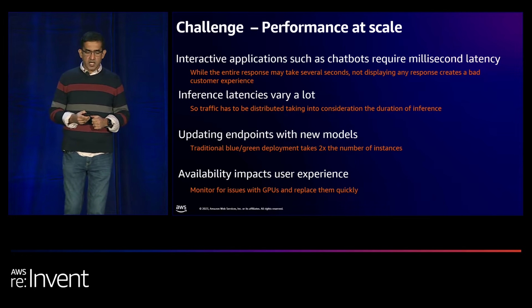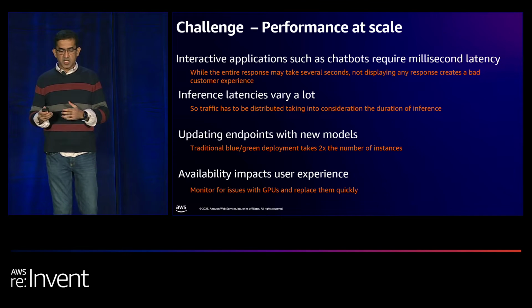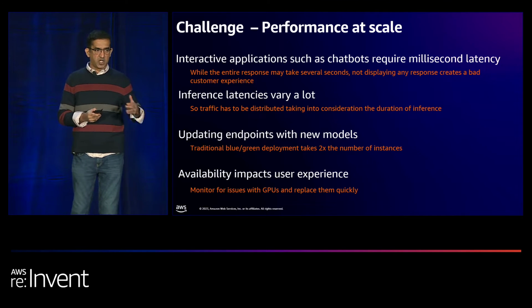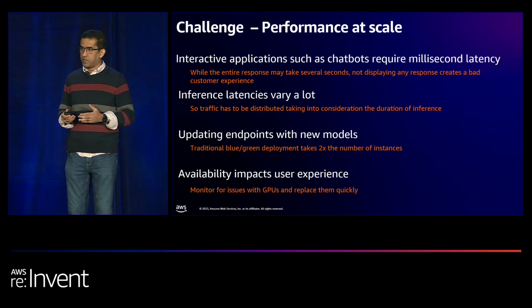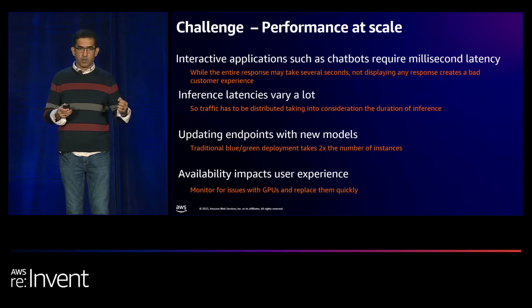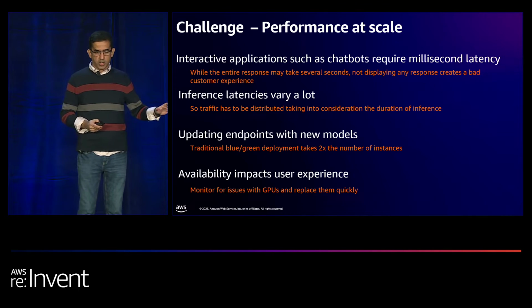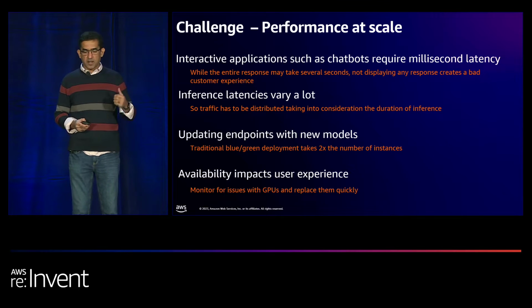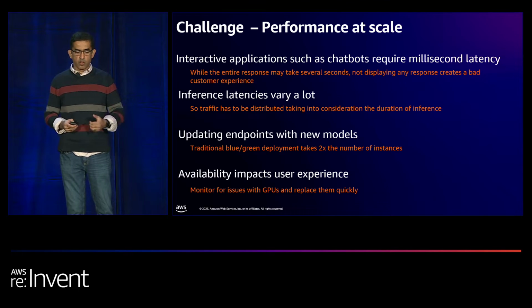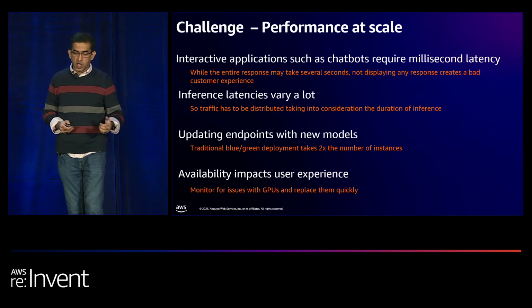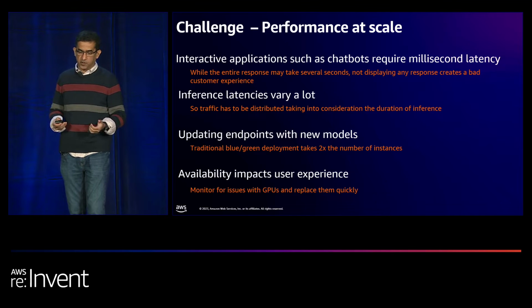Also, the time taken to generate inference varies quite a bit from one invocation, from one prompt to another. So the traffic you are sending to the model has to be distributed across multiple copies of the model. Now, once you've deployed the model into production, you want to periodically update your model. And when you do that, you don't want your application to shut down. You want them to be available 24/7.